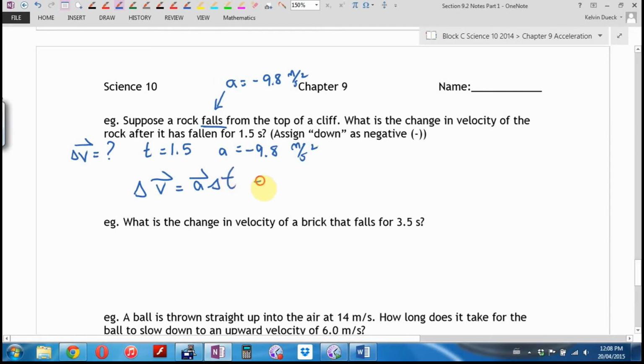Okay, now it's plug and chug. It's going to be negative 9.8 times 1.5. Can I do this in my head? Sure, I can. It's going to be negative 9.8 plus negative 4.9. It's going to be 13.7. Negative 13.7? No, that's wrong. Yeah, that's right. Negative 13.7? 14.7? I forgot to carry the 1.